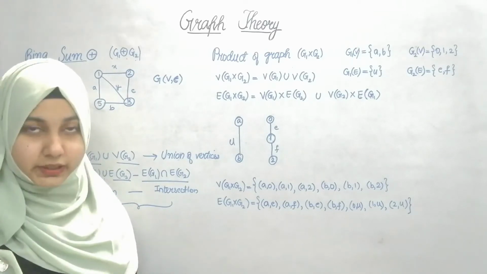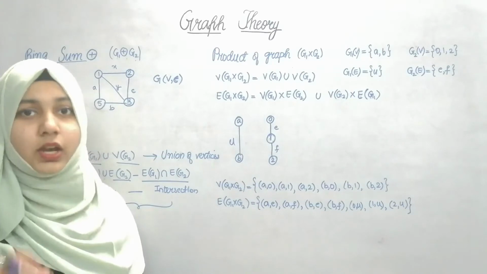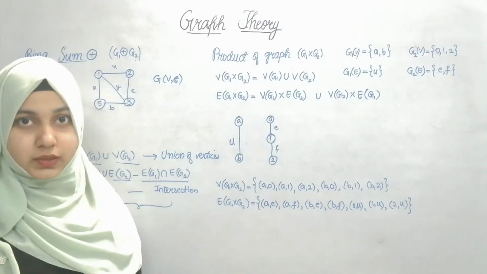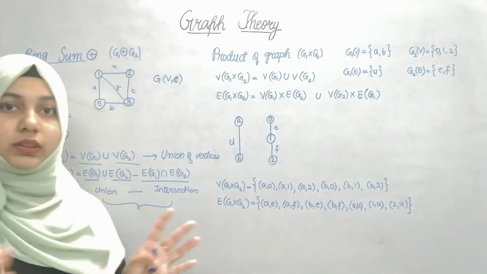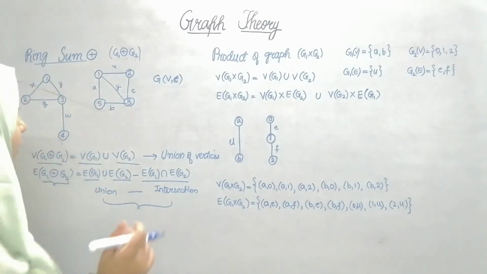Clear? I'll repeat it again. We are going to include the edges that are only present in either G1 or in G2. We are not going to include the edges which are present in both the graphs. Okay. Whereas for the vertices, all the vertices will be present. Okay. Now let's draw a final graph.